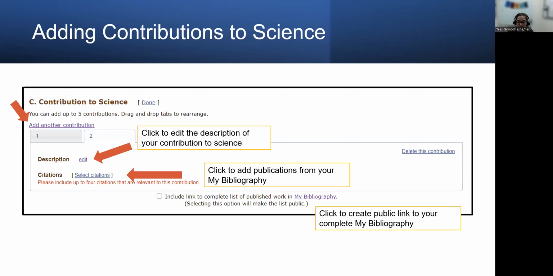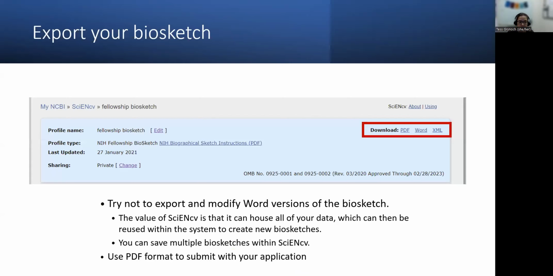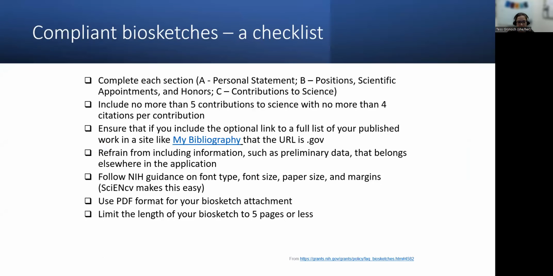So adding the contribution to science is similar to that section A, with the description being that full text box, and then the citations where you can select between ORCID and My Bibliography for choosing those research projects. So once you are finished your biosketch, you'll want to export it. We recommend exporting as a PDF, which is the format it needs to be submitted in, because part of the benefit of SciENcv is that it does all the formatting for you, which can get lost if you export as Word and continue editing. You can have multiple biosketches within SciENcv and reuse the information that you've added to your primary biosketch, hence why we recommend it. We also have a short checklist here.